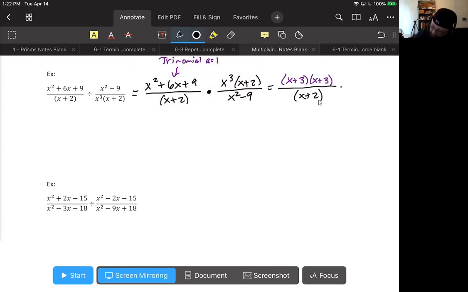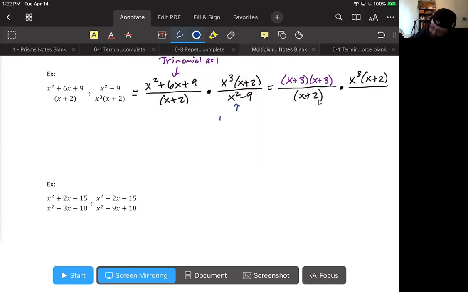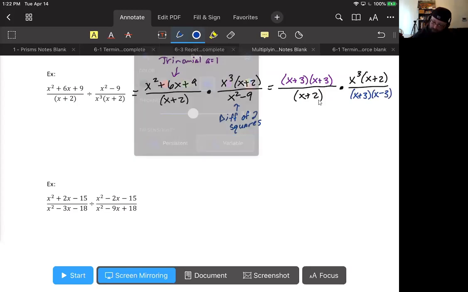The top of the second fraction now cannot be factored, so we leave it alone. And then the bottom, x squared minus 9, that is a difference of 2 squares. So that will factor into x plus 3 and x minus 3. Now that everything is factored, we go in and we cancel whatever we can. So we can cancel the x plus 2's, and we can cancel a x plus 3, but only one, because there's only one x plus 3 on the bottom.